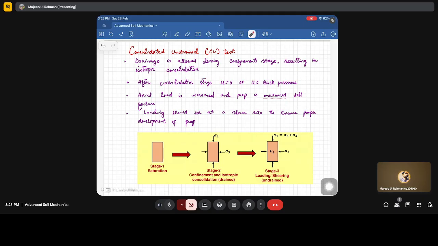When we are shearing the sample, the axial load is measured and the pore water pressure is also measured during the test. Loading should be at a slower rate to ensure proper development of pore water pressure.